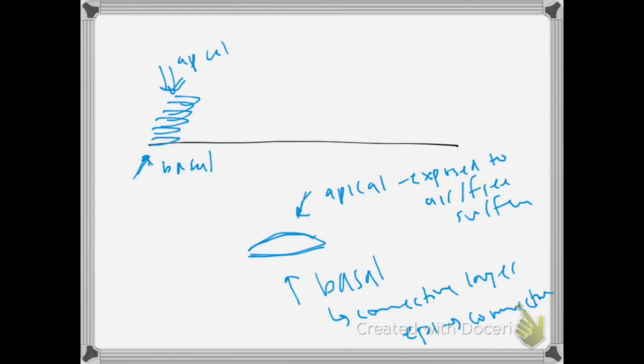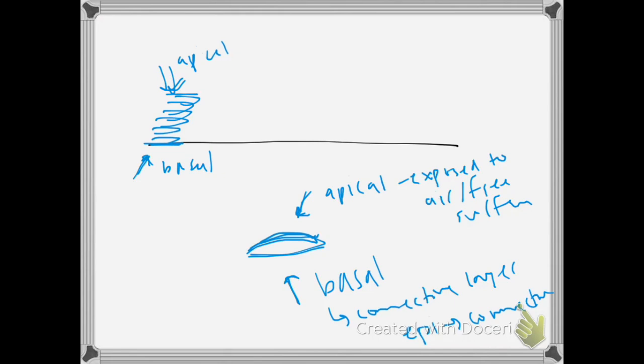Apical, surface of a cell. Basal, surface of a cell. Let's see. So the word surface is used whenever we refer to simple or single cells. So this is, again, an apical surface. And then the word layer refers to stratified cells. So this is the basal layer and the apical layer.